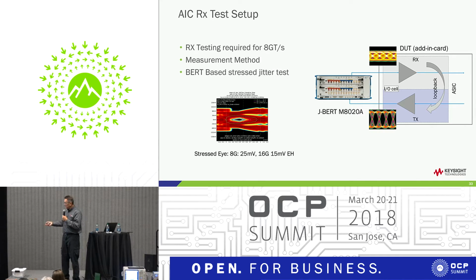So then the challenge is to take this eye that's generated by the BERT and to present that signal to the receiver and then put the receiver into loopback. And then we have an error detector on the BERT that allows us to count errors. And we can have, say, up to 1 error in about 6 minutes of testing. And that represents about a 95% confidence interval for achieving the target bit error ratio of 10 to the minus 12. So that means we're within specification for a receiver test.